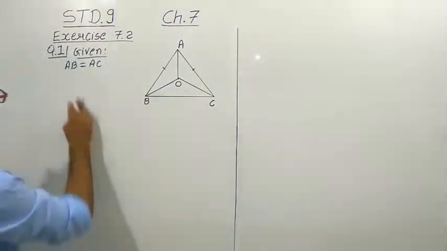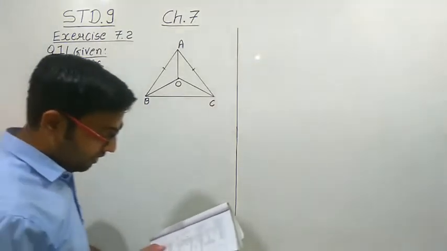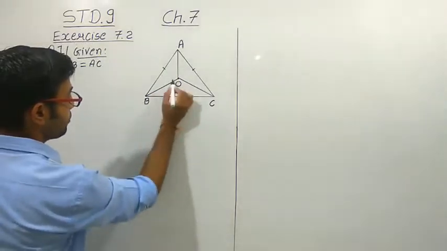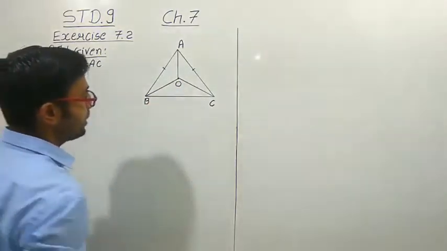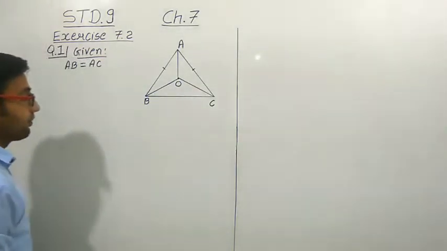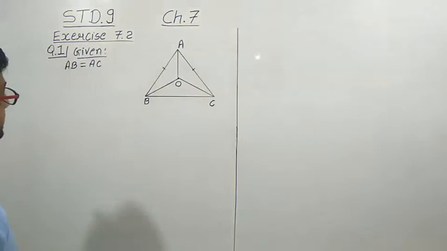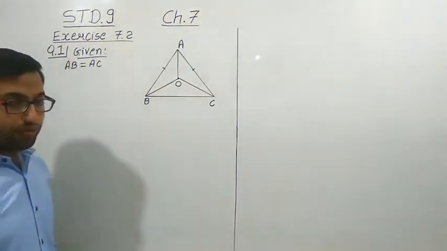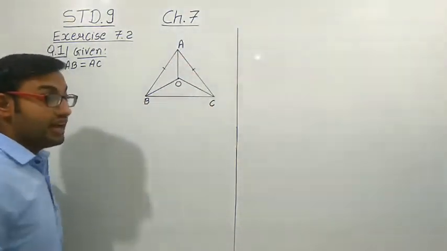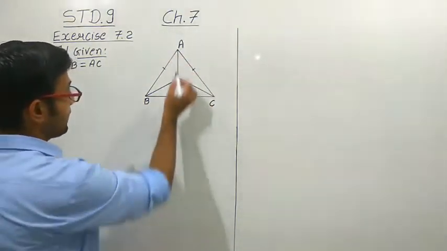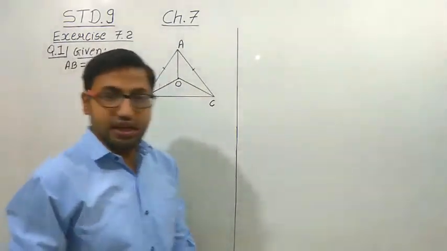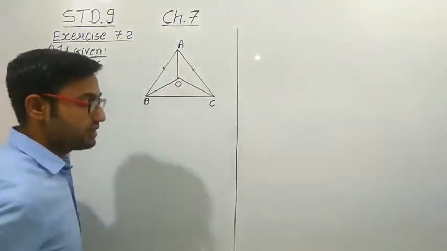And in this we have to prove first that OB is equal to OC, right? That means this portion OB is equal to this line segment OC. The first thing that may arise in your mind is that if we consider triangles AOB and AOC, and if we can prove that the two triangles are congruent, then we can say that OB and OC are equal.